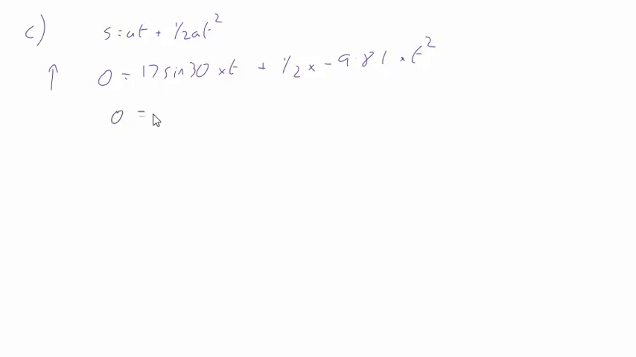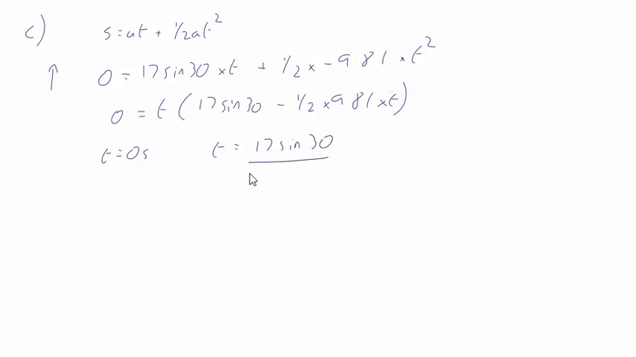So 0 is equal to t times 17 sine 30 minus a half times 9.81 times t. So this gives us t is equal to 0 seconds, the start, or t is equal to 17 sine 30 over a half times 9.81, which is 1.73 seconds.